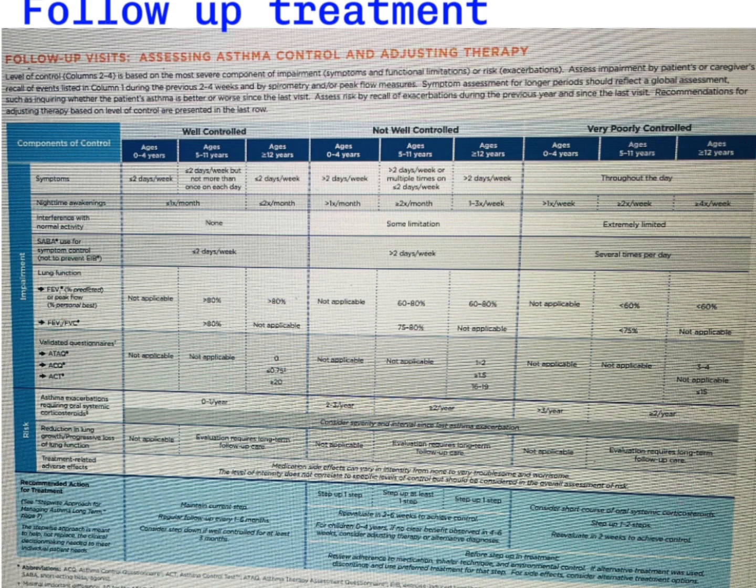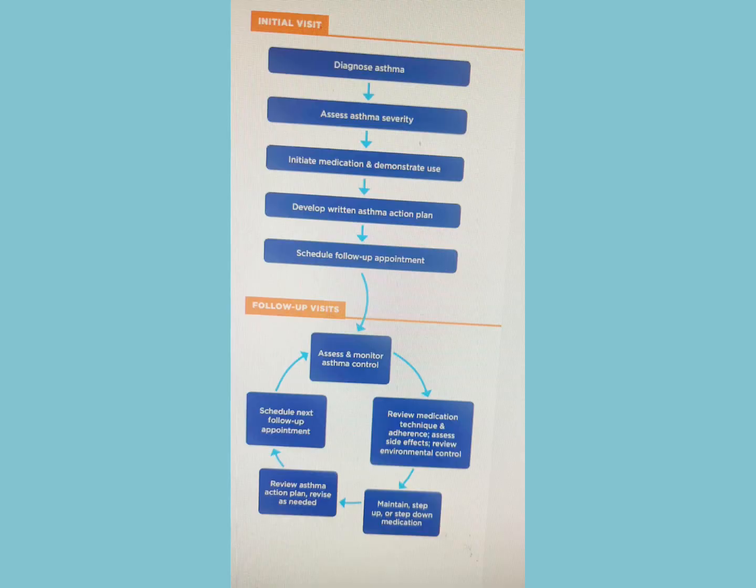Poorly controlled means the symptoms are greater than 4 times a week and their activity is limited, SABA use is several times a day, and FEV1 is less than 60%. Definitely they need a follow-up with the pulmonologist. Let us summarize what we discussed so far.